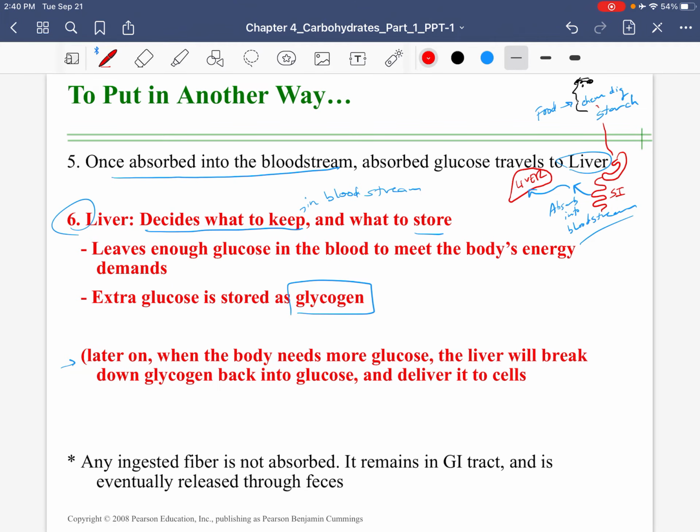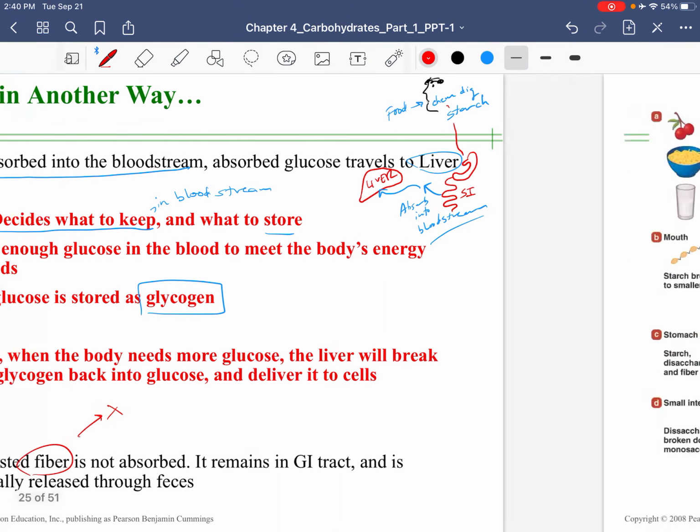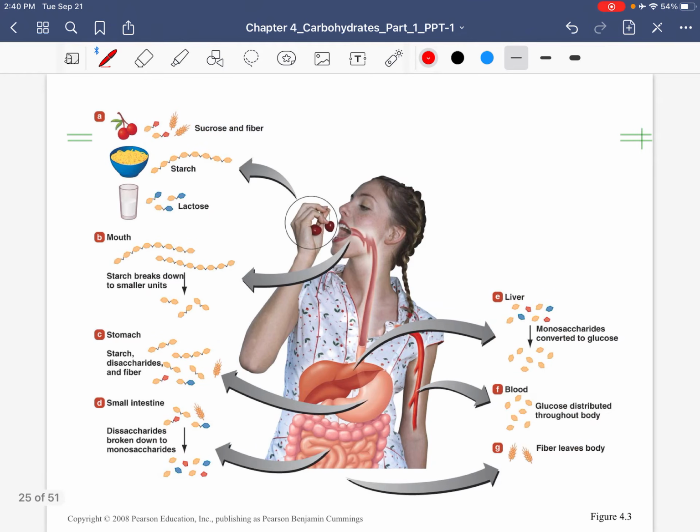Now, of course, all of this was the process for most carbs, with the exception of fiber. Fiber does not go through those. Remember, fiber is not absorbed from the small intestine into the bloodstream. Fiber will continue into the large intestine to help food stuff pass through the large intestine.